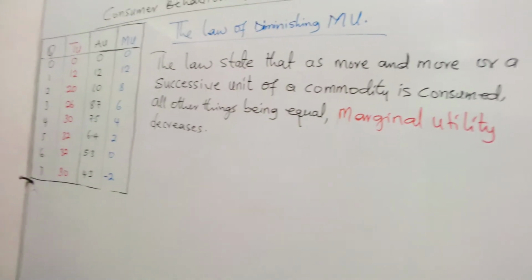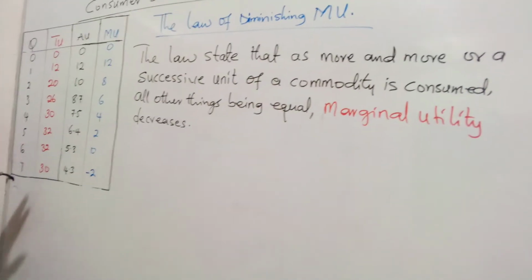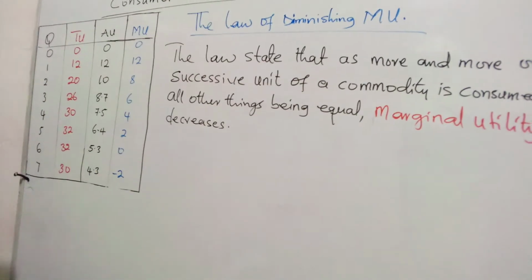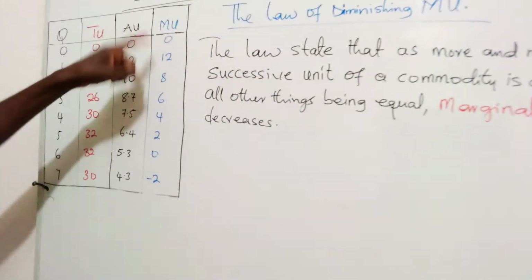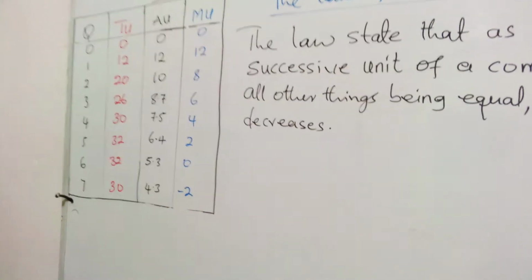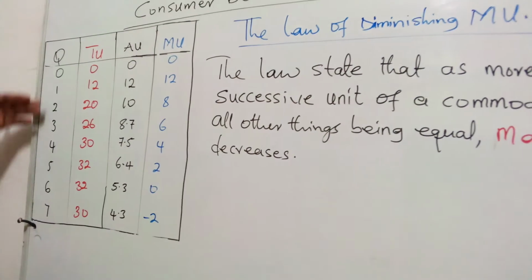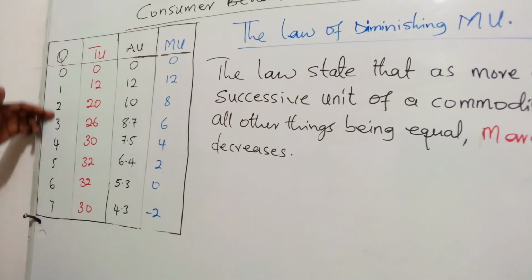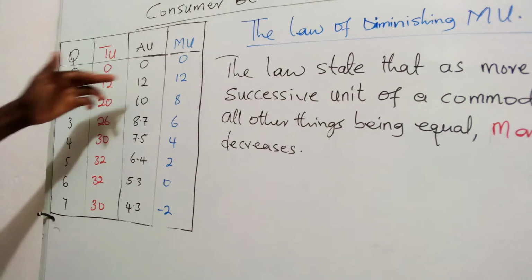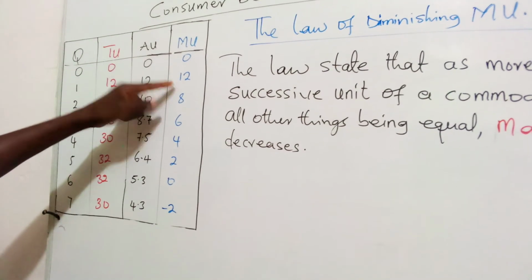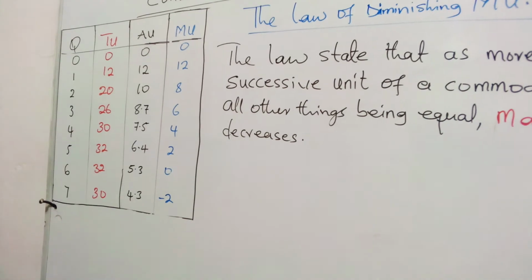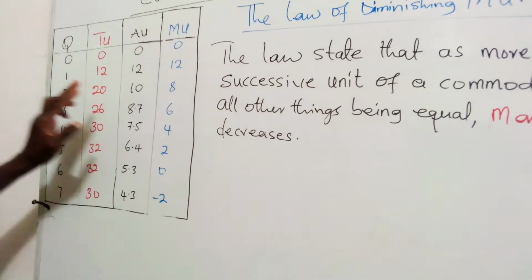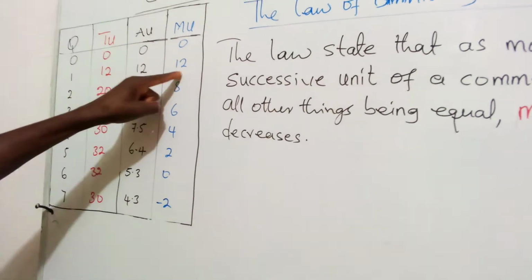Now, the marginal utility is written in red ink, which means that the focus is on the marginal utility. And so when you come to the table, we want to use the table to explain that. In the table, the marginal utility is in blue color. And what it means is that as quantity consumed increases from 1 to 7, marginal utility increases at 1 and decreases up to what? Up to -2. Now let me explain this.